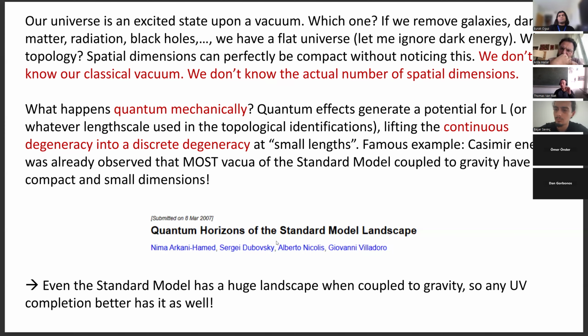And in fact, most of the vacua of the standard model to an observer would appear to be one-dimensional, two-dimensional, or three-dimensional. And the number of four-dimensional vacua, the ones we are clearly observing, is a much, much smaller group. So bottom line, the standard model has a huge landscape of vacua, of ground states, especially when you couple it to gravity. So if somebody comes with what we call a UV completion of the standard model coupled to gravity, aka a quantum gravity theory, I hope it's a theory with a landscape, because if it doesn't have a landscape, it's just an inconsistent theory to begin with.